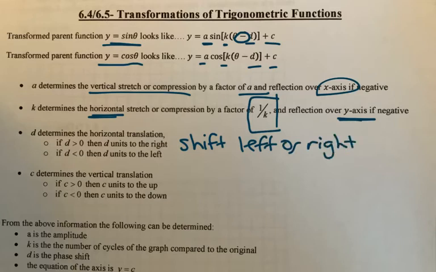And if d is greater than 0, or if d is positive, then we move to the right. And if d is less than 0, then we move to the left. But remember to switch the sign from the bracket. C determines the vertical translation. So that's shift up or down. If c is greater than 0 or positive, we go up, and if it's negative, we go down.